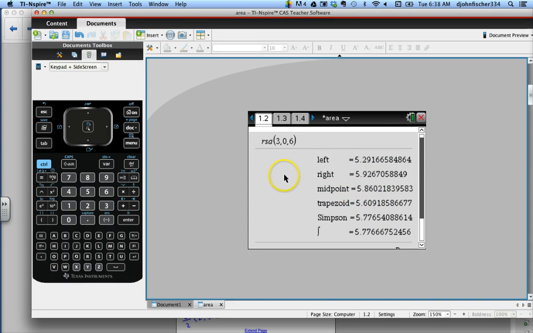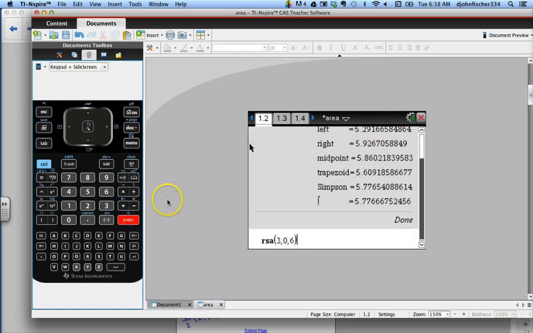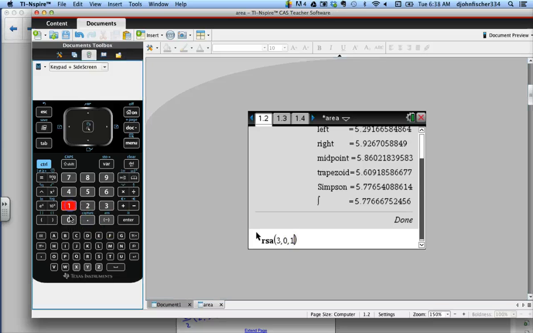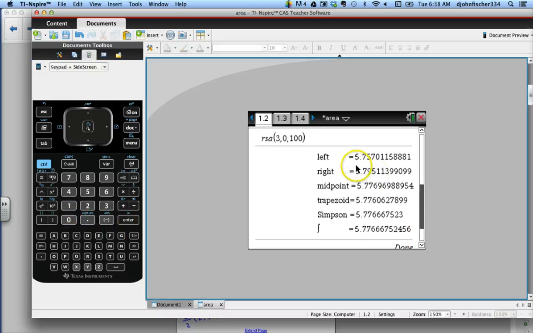Okay, so now I say, that's too far apart. 6 intervals must not be enough. So let's go back up. I'm just going to highlight this again, hit enter. But I'm not going to do 6 intervals this time. Let's do 100 intervals this time. Enter. Okay, 100 intervals took a little bit longer, but notice now, look at the values. Left is 5.75, right is 5.79. It's getting closer. They're almost all the same.